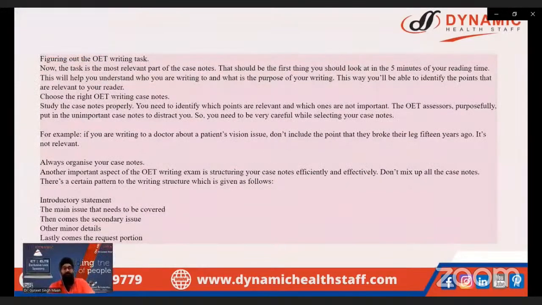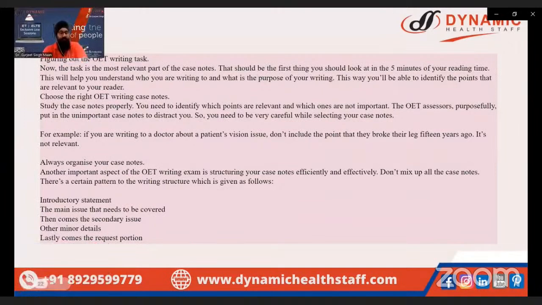Let's assume that your task is regarding a particular case. You have to find out the most relevant case notes. Those first 5 minutes of reading time will be helpful in that, so that you can understand which case notes you have to focus on, which you have to write down, and which you have to omit. You will have 5 minutes for all of this.